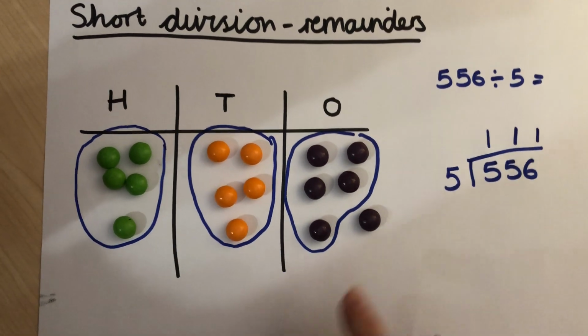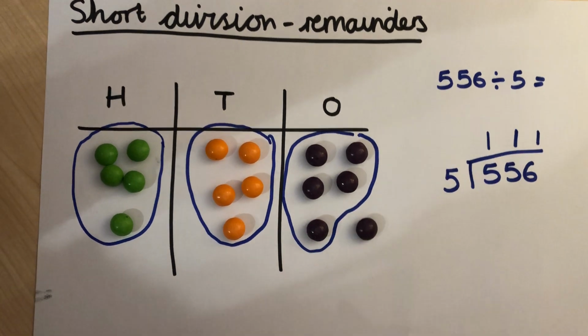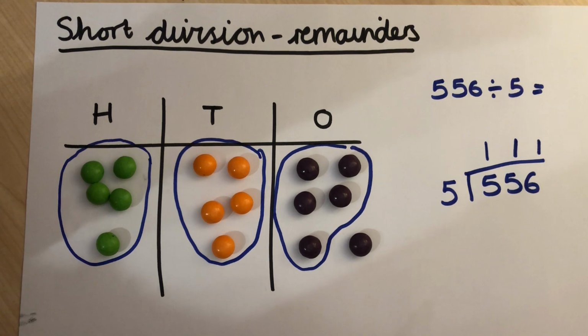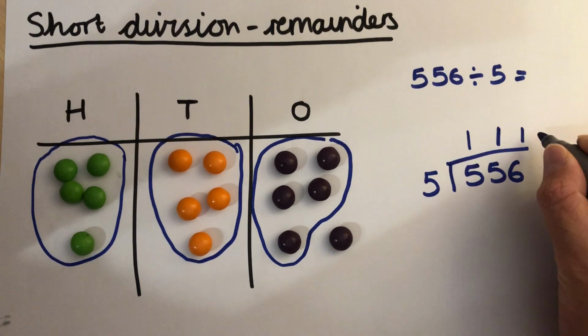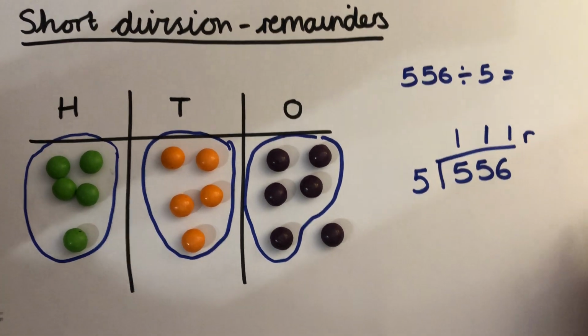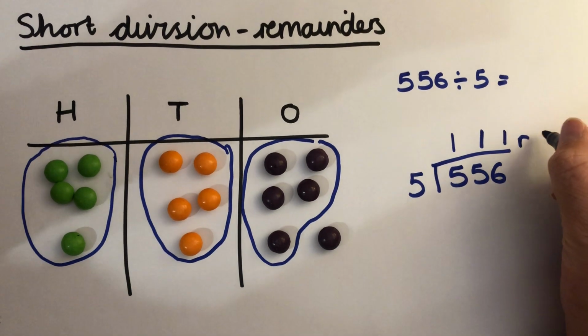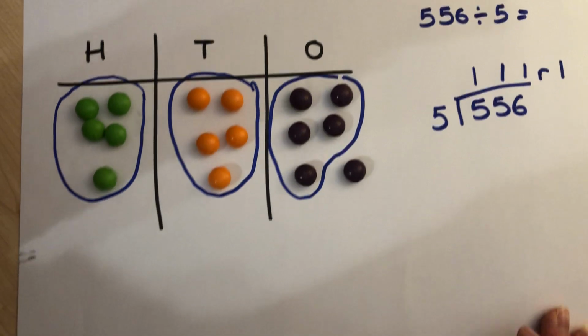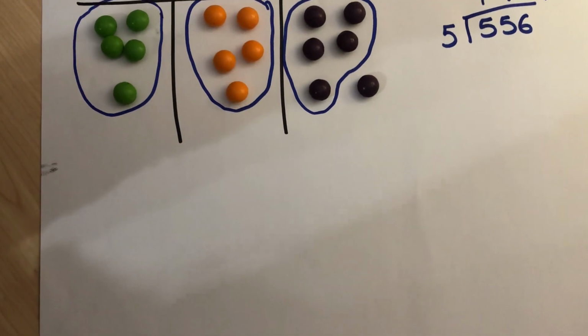The children should then be able to spot that this skittle here, this object here, cannot be put into a group and so will work as our remainder. And to record that, next to the calculation we put a little r, which stands for remainder, and then we put 1. So I'm just going to show you that, then moving on to the pictorial approach.